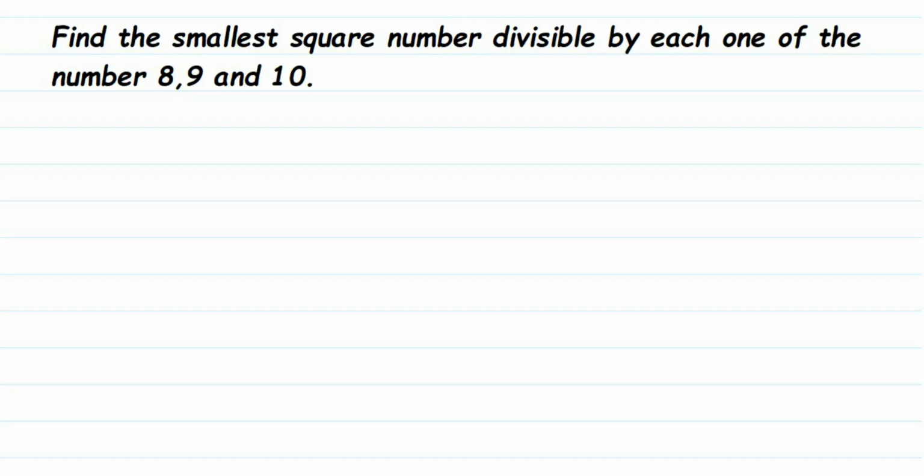Hey everyone, here's a question on square and square root. The question is, find the smallest square number divisible by each of the numbers 8, 9 and 10. So what they're asking is, we have to find out the smallest square number. Square number means perfect square number they're talking about, which is divisible by 8, 9 and 10.